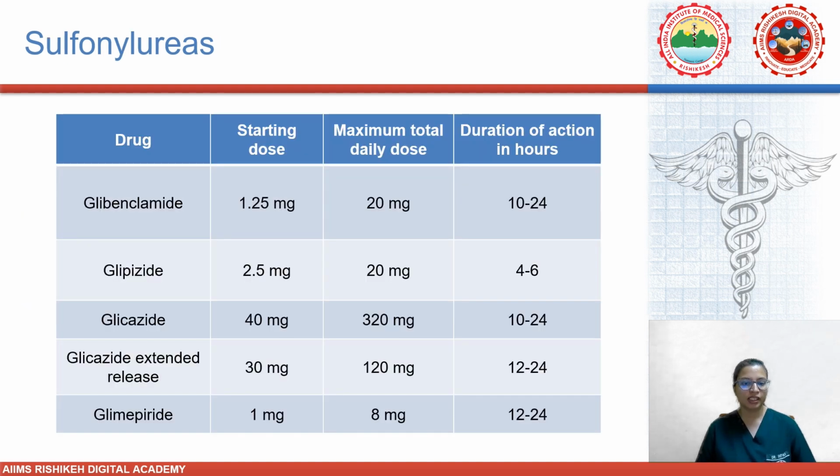So these are the various sulfonylureas commonly used: glipizide, gliclazide, extended release gliclazide and glimepiride. The starting dose for these drugs is minimal only. Glipizide is 2.5, gliclazide extended release is 30, gliclazide is 40, glimepiride is 1 mg. But we can increase to a maximum total daily dose. The average duration of action of gliclazide and glimepiride is around 10 to 24 hours, while glipizide is short acting, which has a duration of action of 4 to 6 hours.